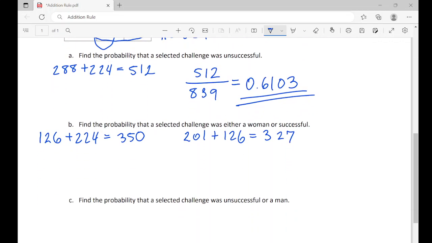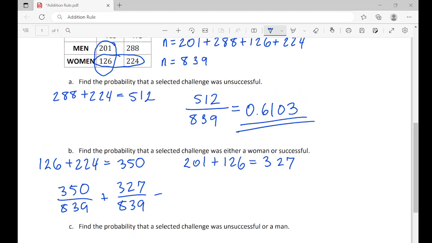So we're going to have 350 divided by 839 plus 327 over 839. And again, we're going to subtract the overlap, 126 over 839. We're just going to throw that into a calculator and let it do the work for us. And when we do that, we get the probability 0.6567. And that's how you would do that one.